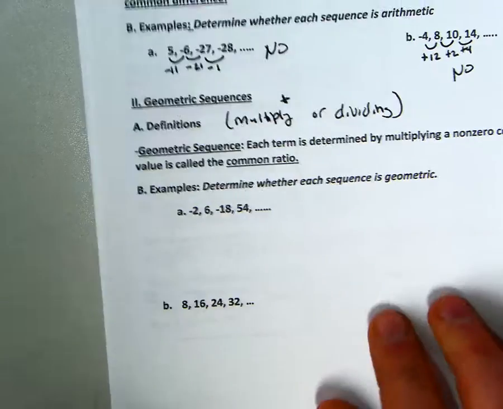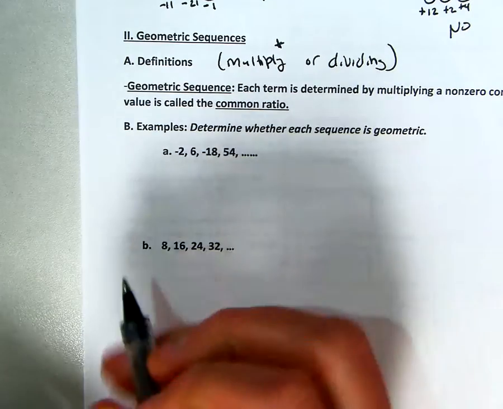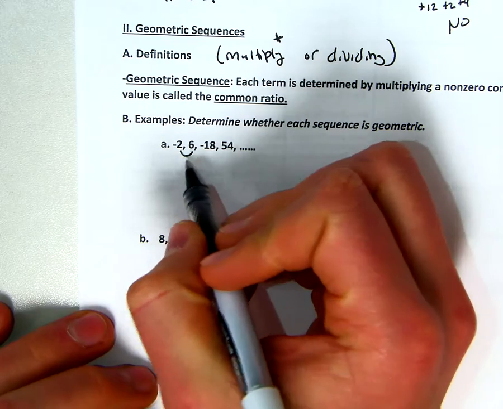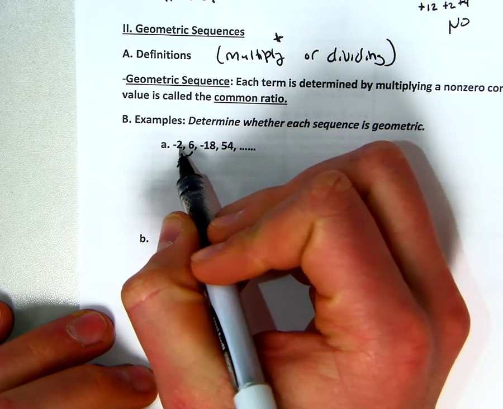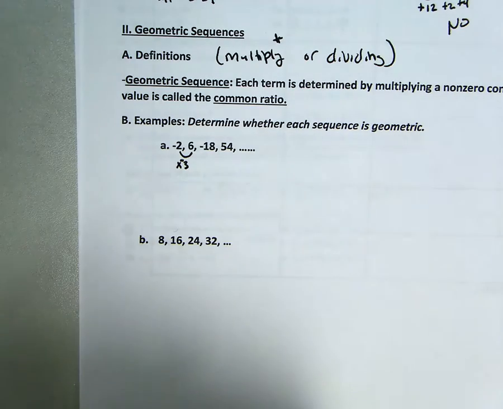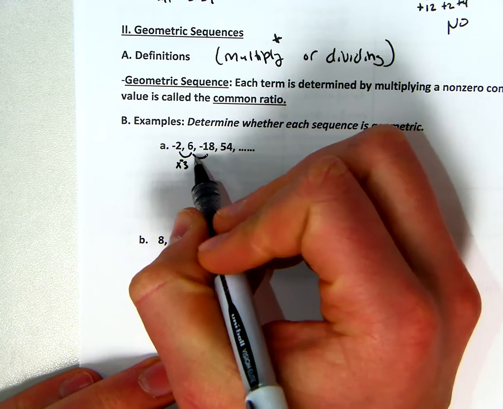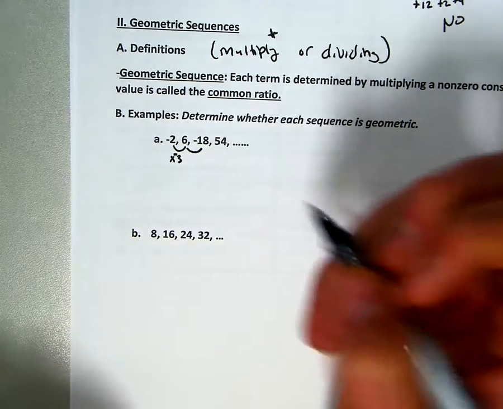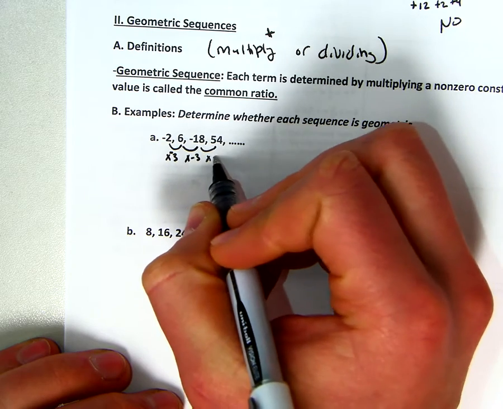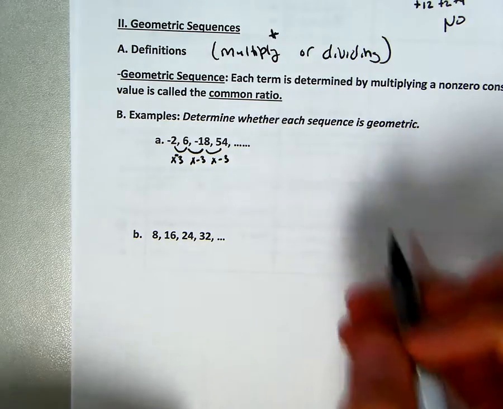Alright, so now this first example we have -2 to 6. Why am I getting from -2 to 6? Well, for just 2 to 6 it's going to be 3, so I multiply by 3. But I went from a negative to a positive, so it must be -3. So -2 times -3 is 6. 6 times what gets me -18? Well, -3 again. And from -18 to 54 is multiplying by -3. So these are all just multiply by -3, multiply by -3, multiply by -3.